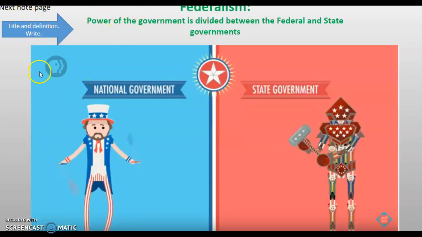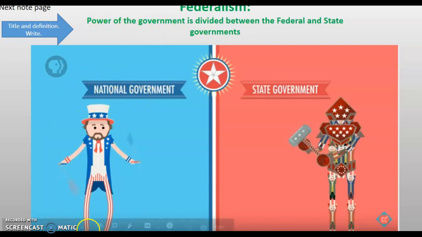Now, our topic today is called federalism. So please go to page 79. I repeat, 79, entitled Federalism. Federalism is a system of government where the big national government shares its powers with the states. So, in your notes on page 79, this is your title, Federalism, and right below it, write the definition. You can pause this video at any time.